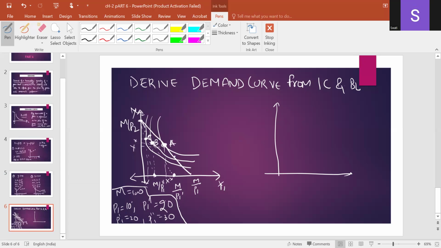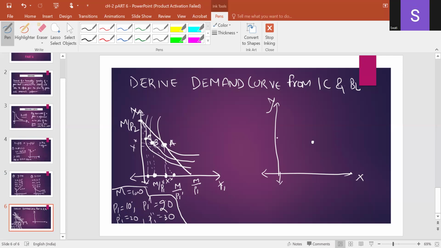What is happening as the price of good X increases? The quantity consumed, the optimal choice of the consumer for good one, reduces, right? The quantity demanded by the consumer for good one reduces, right? Earlier it was this one, then it shifted to this and this, right? Now, if I draw these lines, we get this part. Let's say this is quantity X, this is Y.